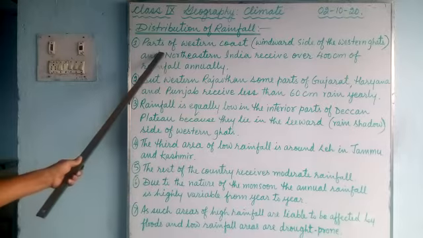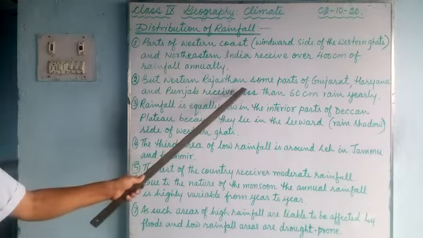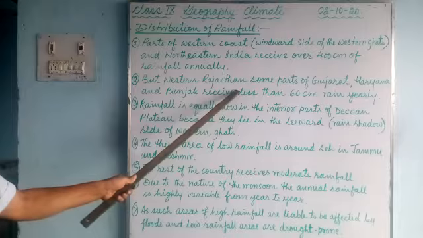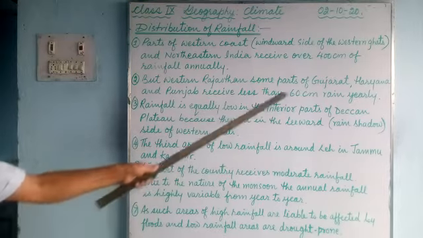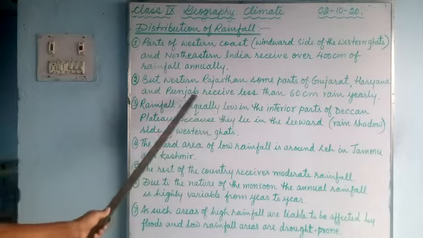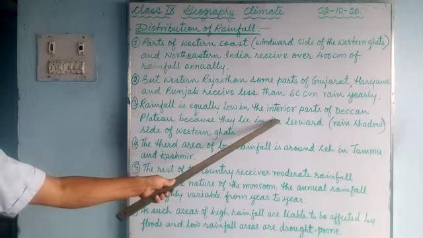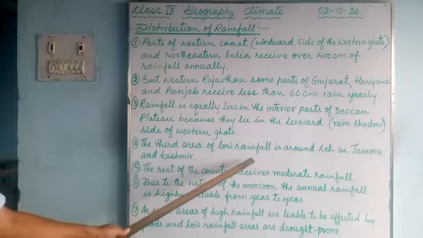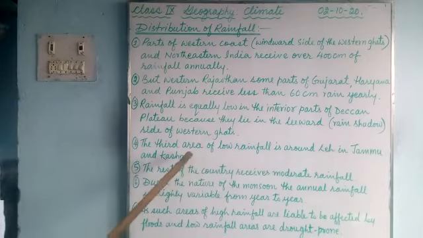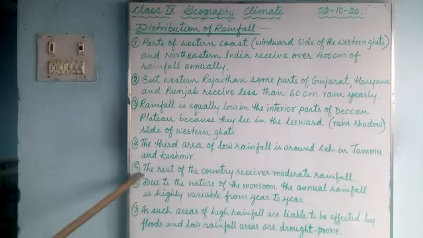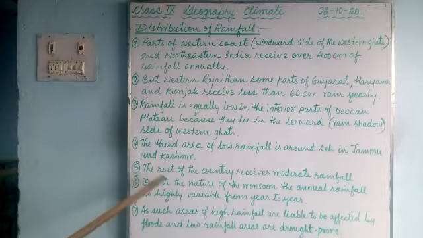So far we have learned heavy rainfall, scanty rainfall and less rainfall, which occurs in three areas. Gujarat, Haryana, Rajasthan and Punjab receive less than 60 centimeters. The interior parts of Deccan as well as Leh in Jammu and Kashmir also receive less rainfall. Now the rest of the country receives moderate rainfall.